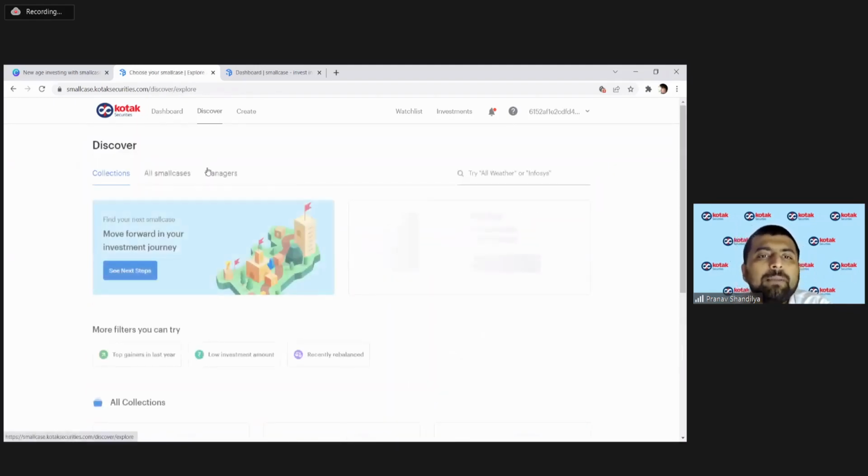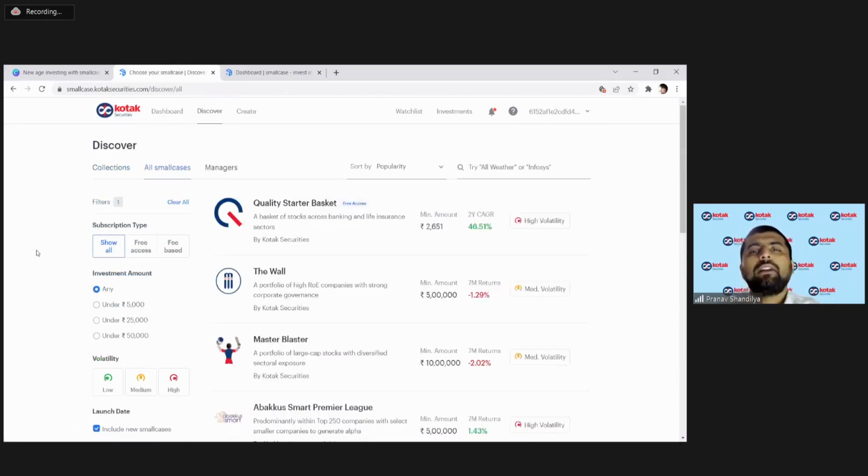So similarly, you can go ahead and choose from a variety of baskets to figure out which one suits your investment requirement. Now, the other thing that we have done on the platform is for you as investors to be able to segregate baskets based on your requirement. So let us say you are looking for starting your investment journey within 5,000 rupees. For example, let us say that is the case.